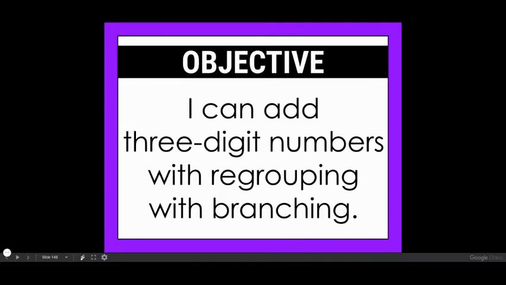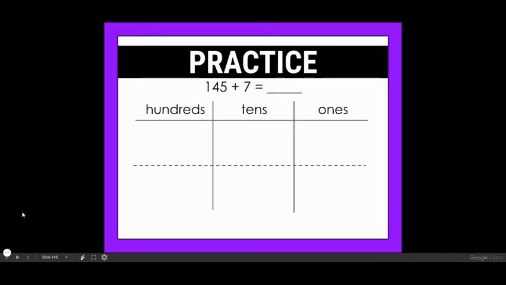So today we're going to focus just on branching. Our objective is I can add 3-digit numbers with regrouping with branching. So I'll do the first one as a reminder, and then after that you'll do the next ones with me. So our first problem is 145 plus 7.